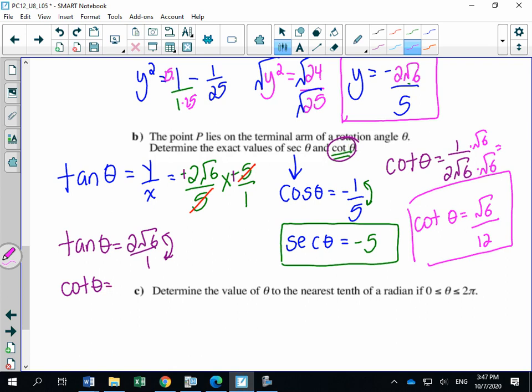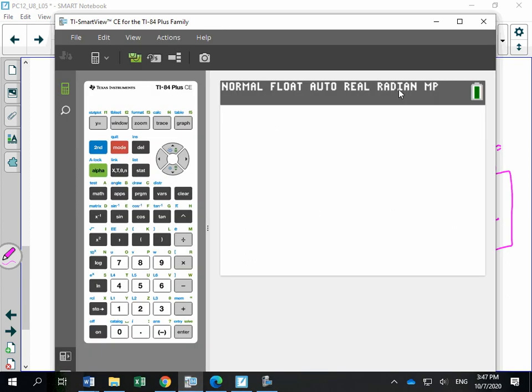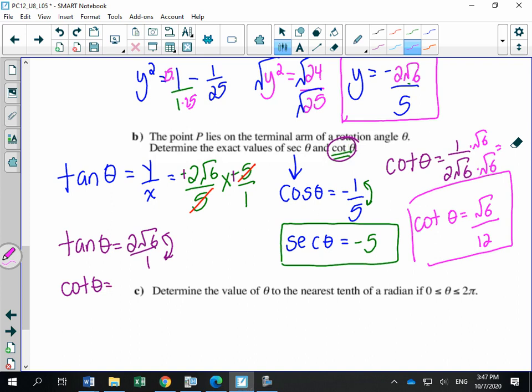Okay, the last question for this class example was C. Determine the value of theta to the nearest tenth of a radian, and they tell us we need to be in radian mode. So first of all, I'm going to go to my calculator. I'm going to confirm that I'm in radian mode.